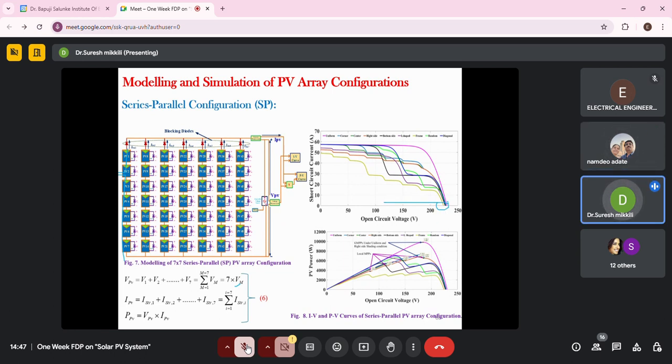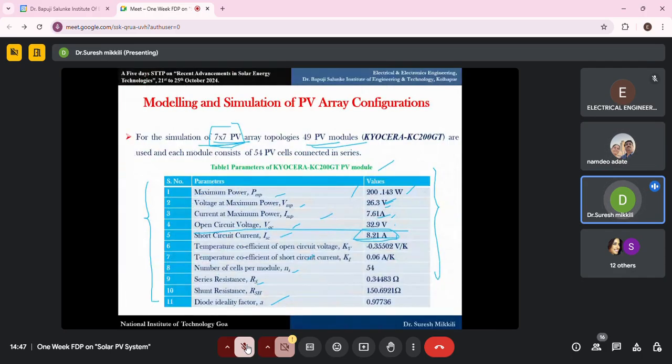What about current, sir? Current will also be the string current, as I told you. String current means 7 times the IM value, 8.21 into 7. ISC you have to take, 8.21. Yes, VOC and ISC we are taking.